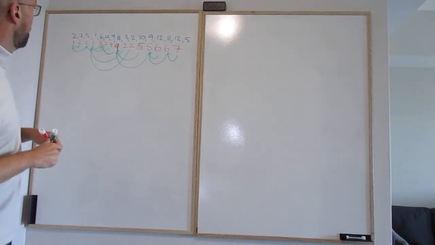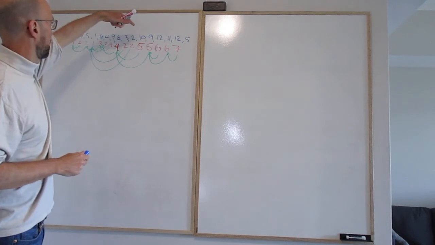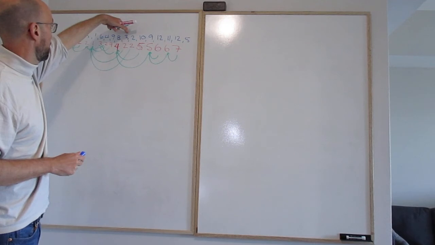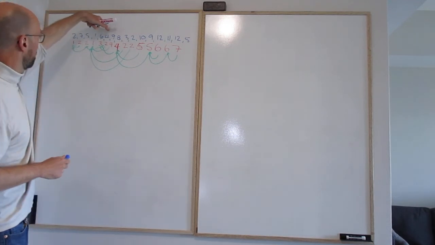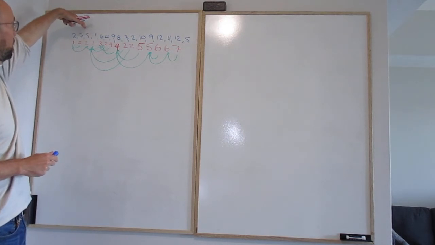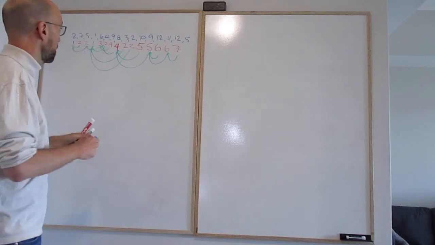For the 5, we look back. This would give us a 3, we ignore this. This would give us a 2, this would give us a 2, so the best we can do is a 3.